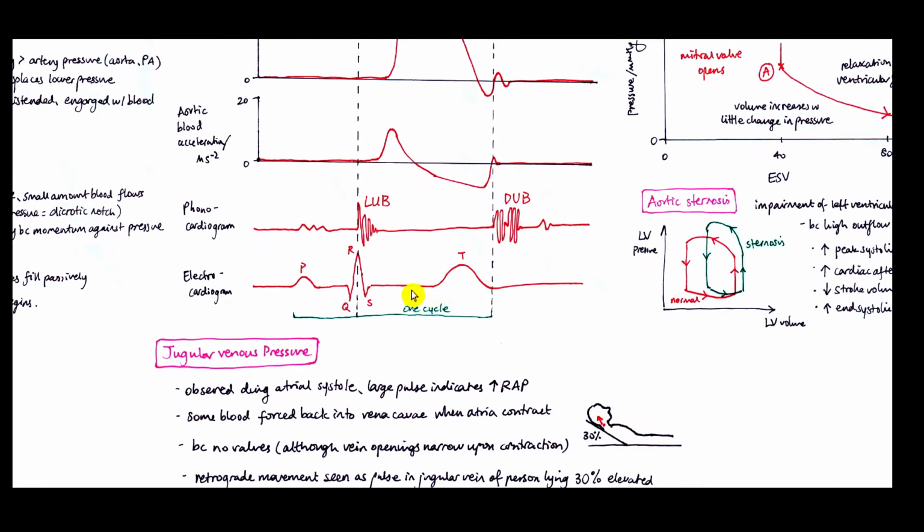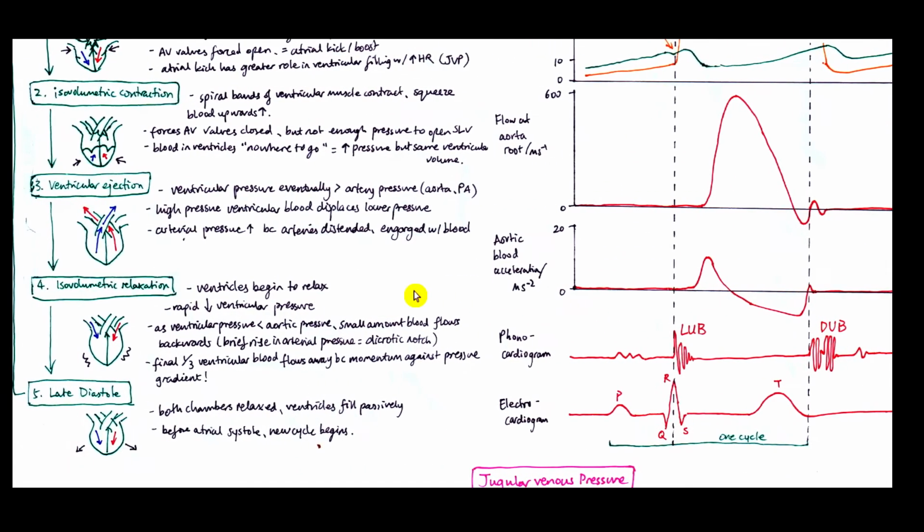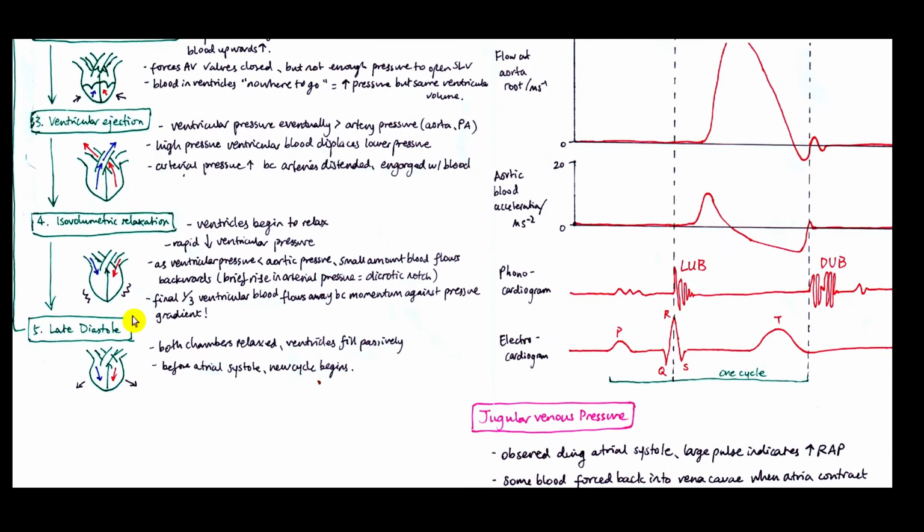That's not relevant here. And then T represents the repolarization of the ventricles. We'll get on to more about that later. Now, number 4 is isovolumetric relaxation, so the ventricles begin to relax. There's a rapid decrease in the ventricular pressure because they're relaxing, so all the blood has just gone off to the rest of the body and there's nothing really happening here.